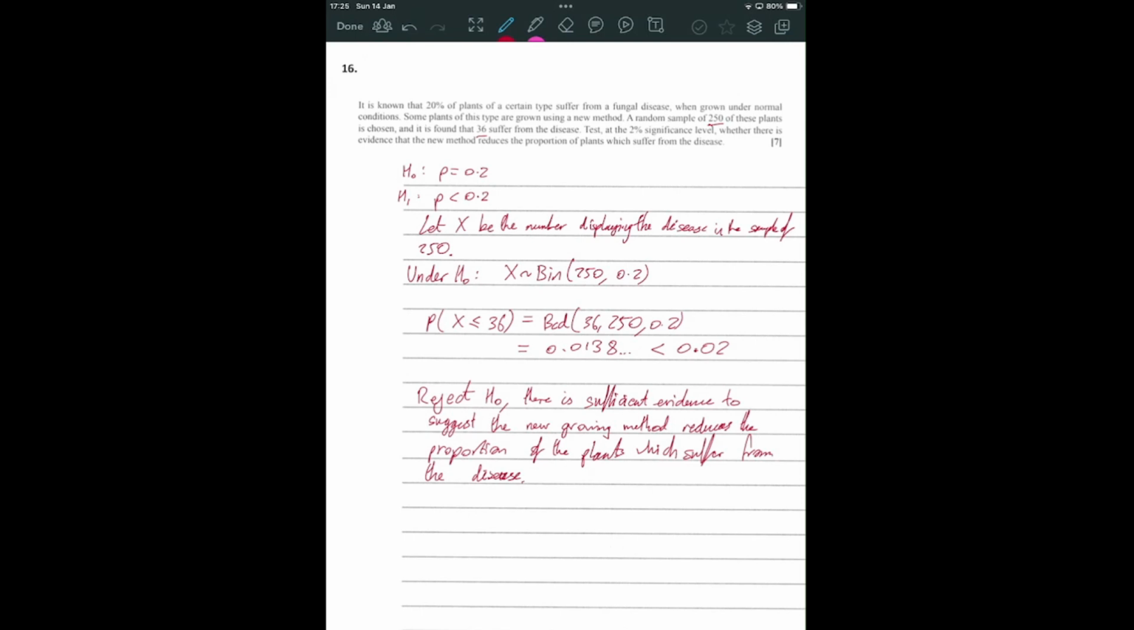And I did just take that bottom sentence there and write that sentence out again. It's always a good idea to use the words from the question. Is there evidence that the new method reduces the proportion of plants which suffer from the disease? Yes, there is sufficient evidence to suggest that the new method reduces the proportion of plants which suffer from the disease. And that's a full hypothesis question. Just having a glance through again, check I haven't missed anything.